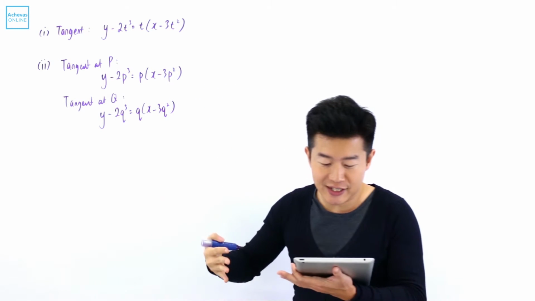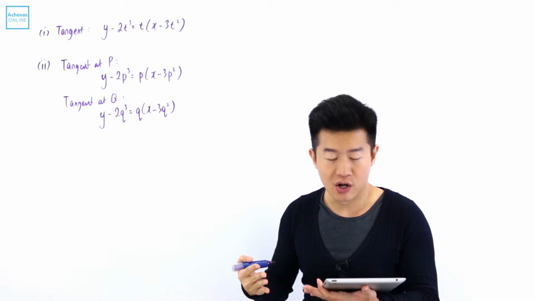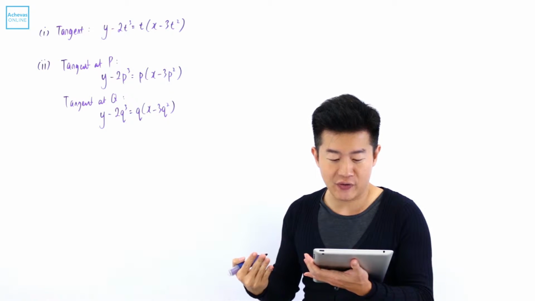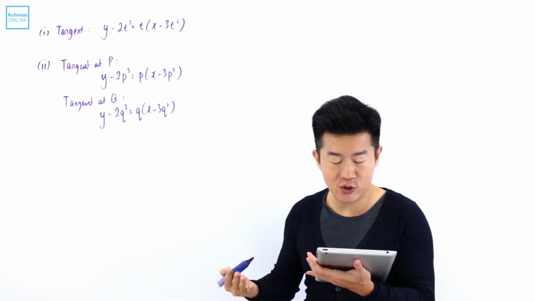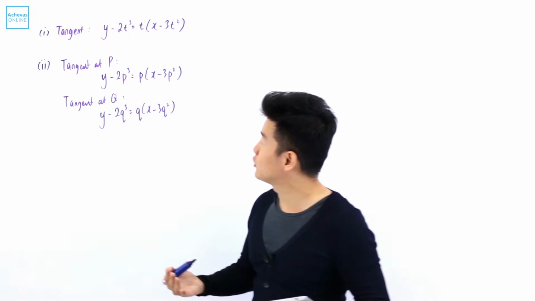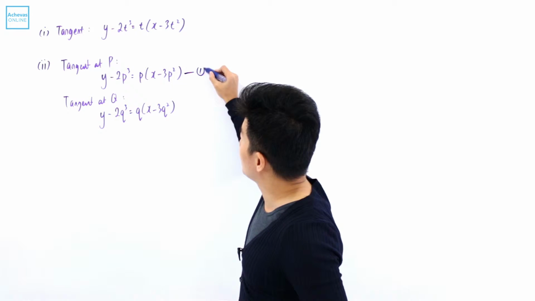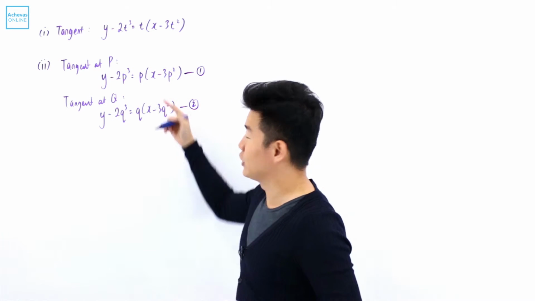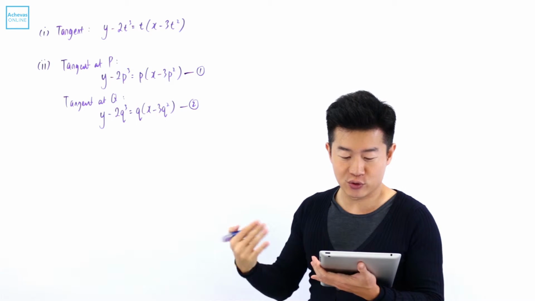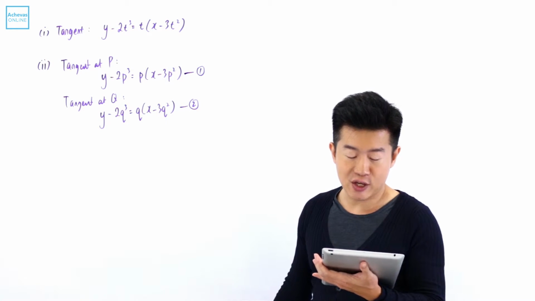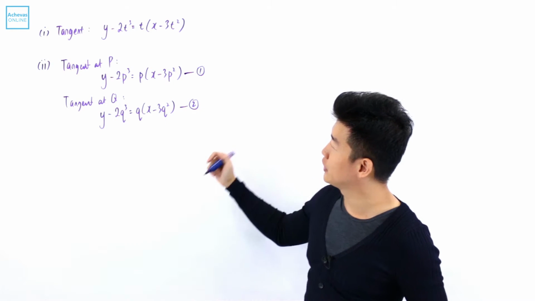And these two tangents are going to cut at the point R. We want to find the x-coordinate of R and show that it is equal to the expression p squared plus pq plus q squared. To do that, we just simply need to solve this pair of simultaneous equations for x. What we will aim for is to show that it is p squared plus pq plus q squared. Okay, let's solve for this.